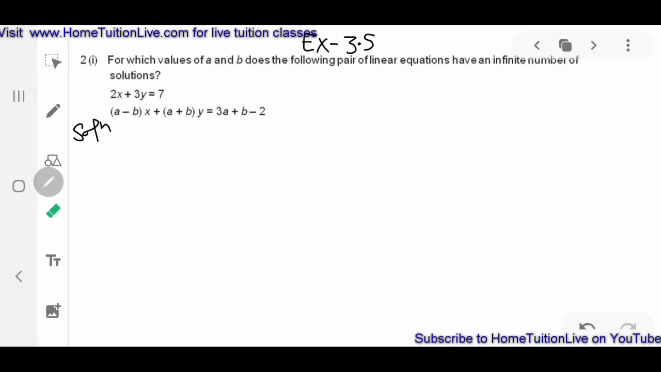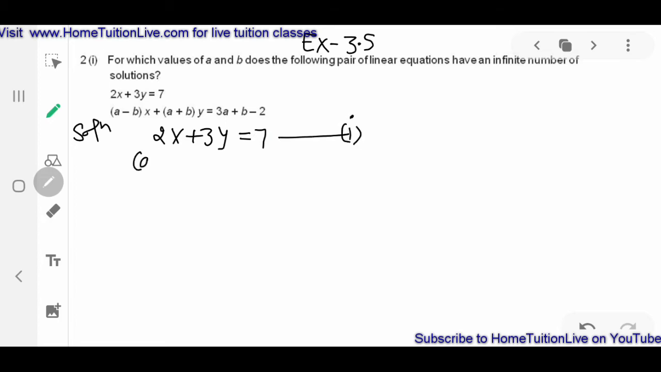Question number 2, first part of exercise 3.5. For which values of a and b does the following pair of linear equations have an infinite number of solutions? So the equations are 2x plus 3y equals 7. This is the first equation.